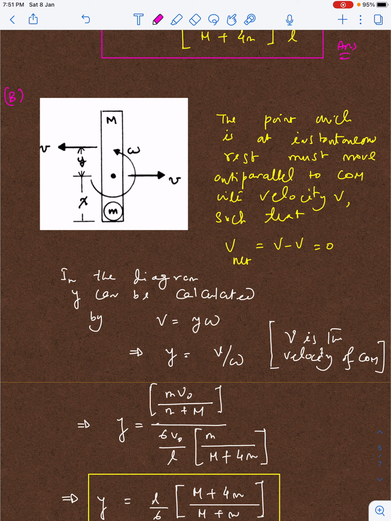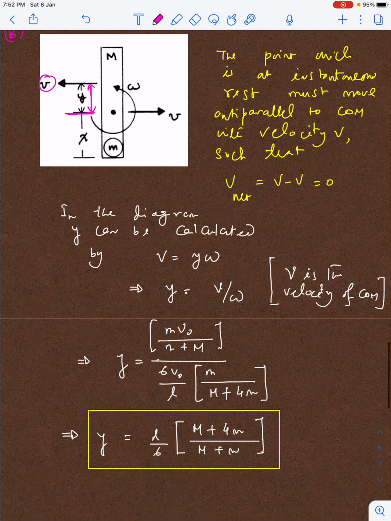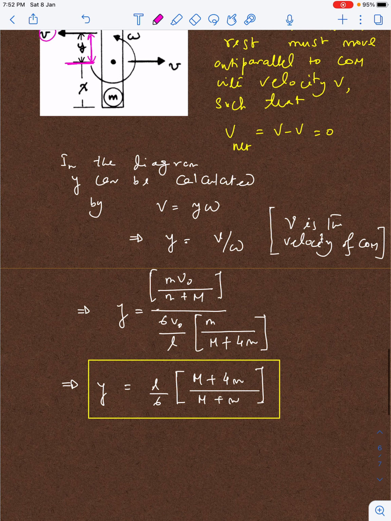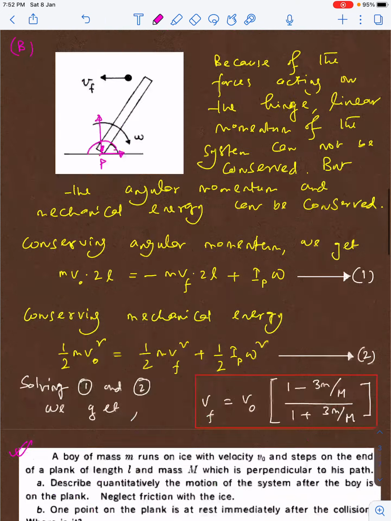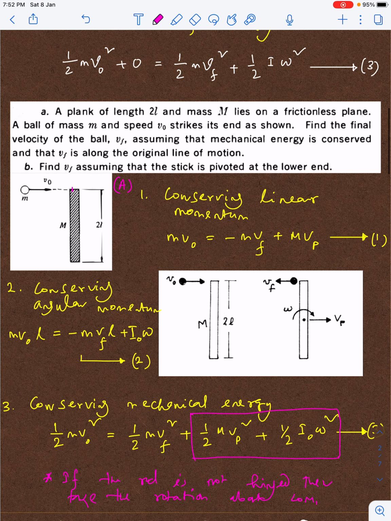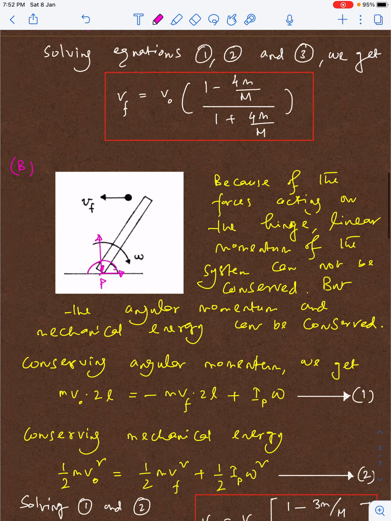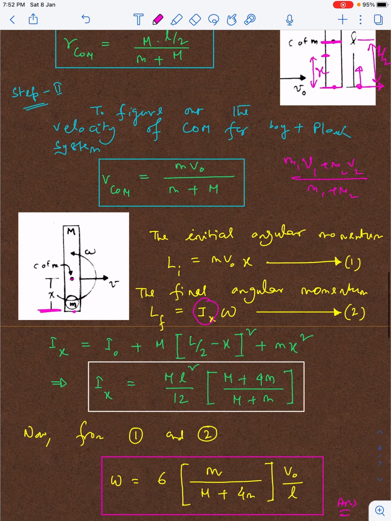So what I'm simply taking is, from the center of mass, let us take this point is at distance y. So v is equal to omega into y, that is the velocity of this particular point. So y we can get as v by omega. Now, we already got the value of v, we already got the value of omega. If I substitute, y is going to become L by 6 into (capital M plus 4m) divided by (capital M plus m). So these questions that I have discussed over here, this particular question and this particular question, they are the perfect candidate for paragraph type question or matrix match kind of question.